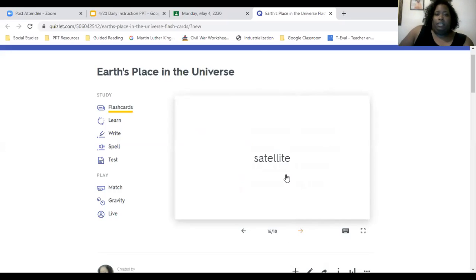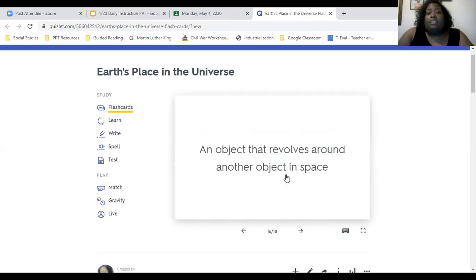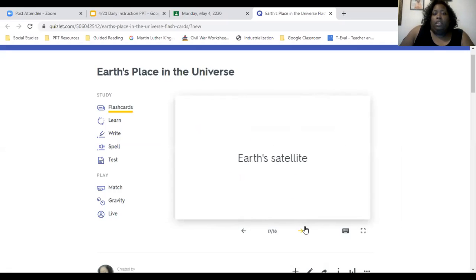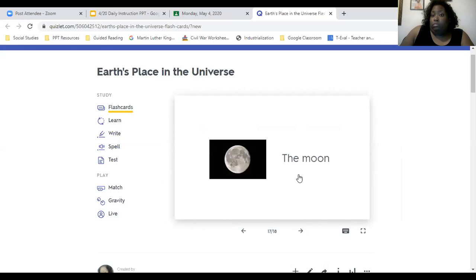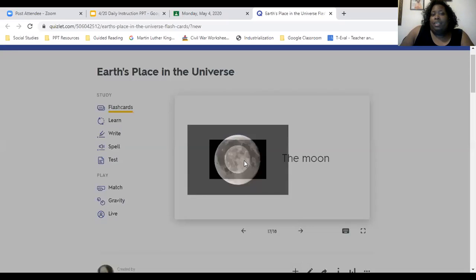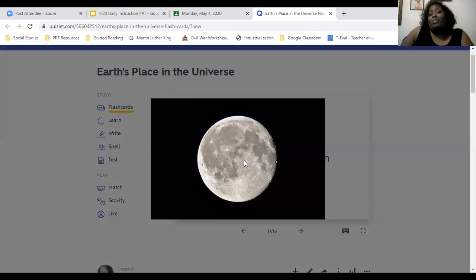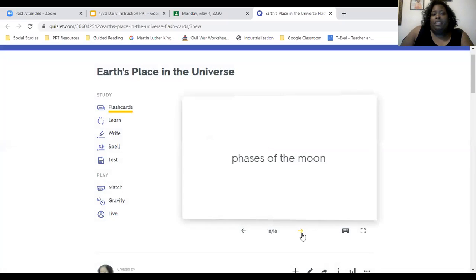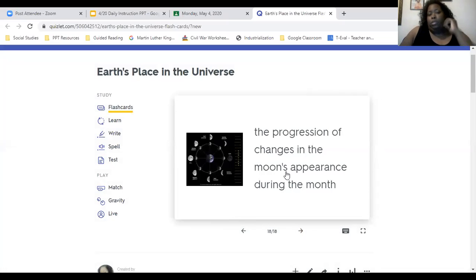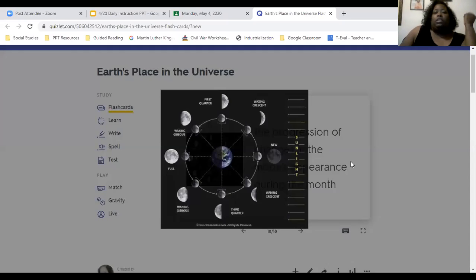All right. Satellite. So a satellite is an object that revolves around another object in space. We only have one satellite that is actually revolving around us, and that is our moon. Our satellite is the moon. Right?